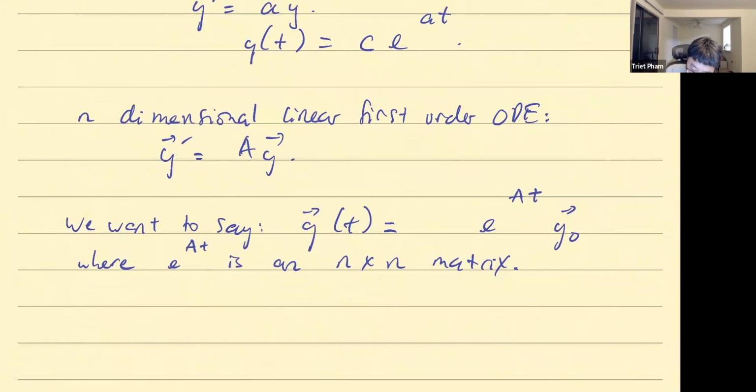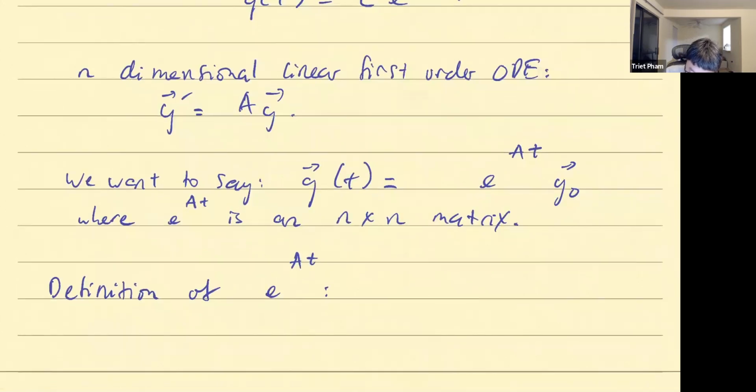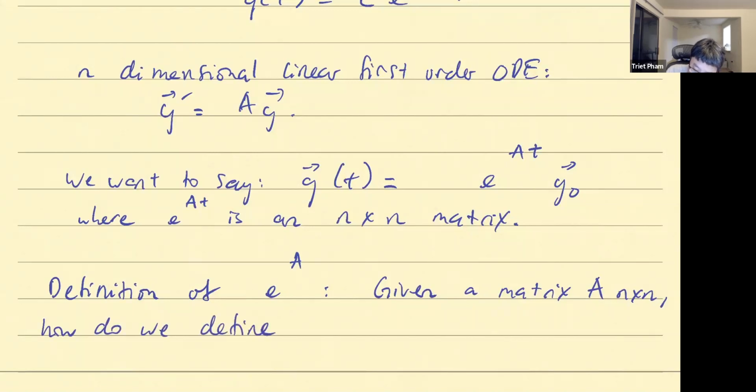So first, the definition of e to A. Given a matrix A, n by n, how do we define the matrix e to A?